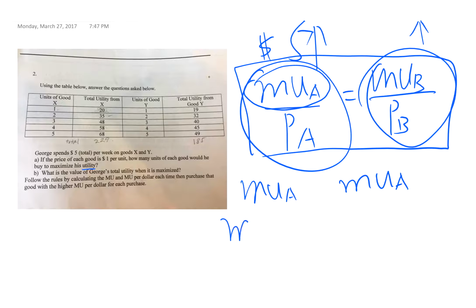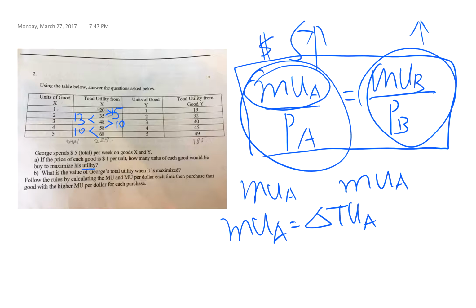So the marginal utility of good A is just the change in total utility for good A. If you look at this one, when you have 1 unit of X, your total utility is 20, and when you have 2 units of X, your total utility is 35. So the difference between the two is 15, and that 15 is your marginal utility. Between 35 and 48, the difference is 13. The next one, the difference is 10. And the last one, the difference is also 10.